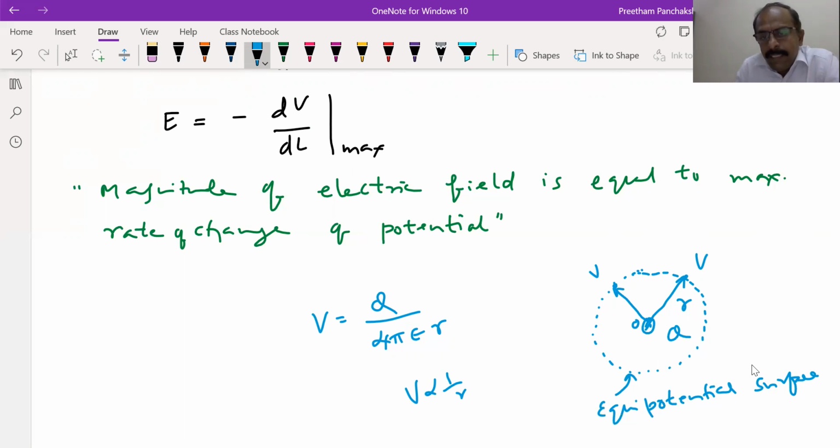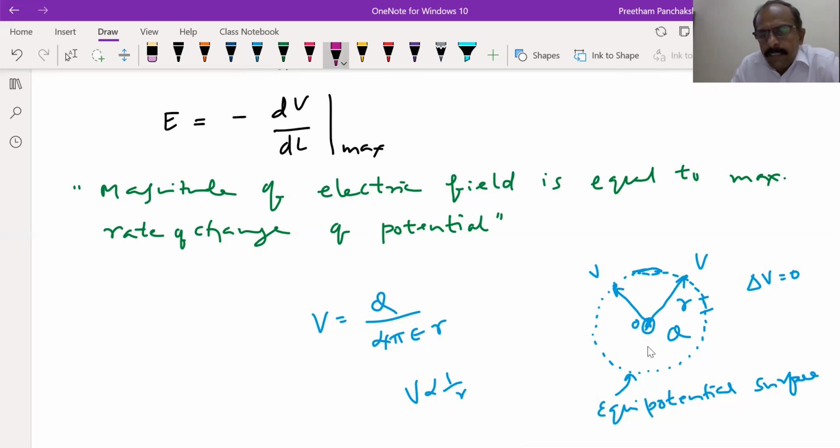Also, we can say that the potential difference between any 2 points on the sphere will be equal to 0. So equipotential surface is the one for which potential difference between any 2 points will always be 0. So this is a very useful surface which will give more idea or more information to us.